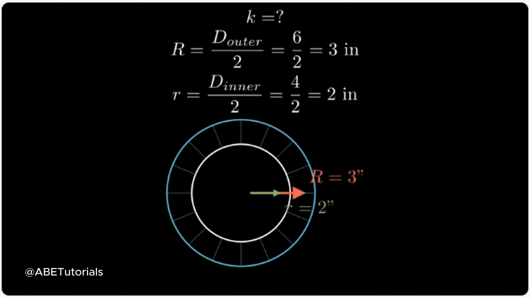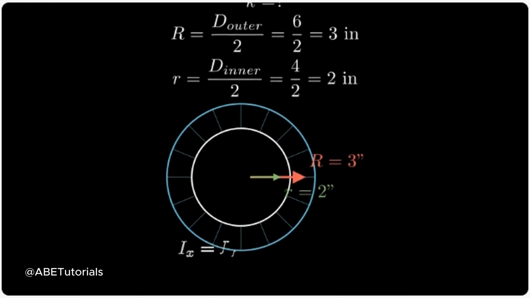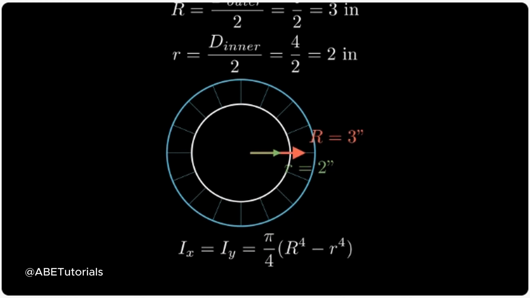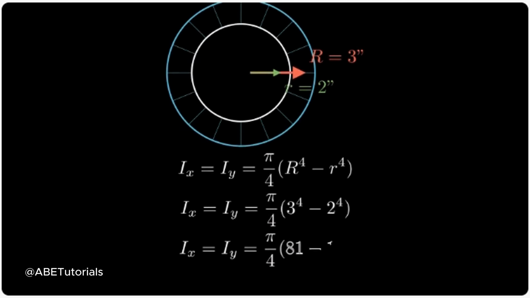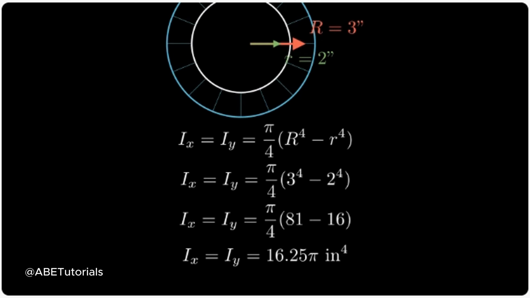The moment of inertia about the x-axis and y-axis for a hollow tube is given by the formula pi over 4 times capital R to the 4th minus little r to the 4th. Substituting the values, we get 3 to the 4th minus 2 to the 4th, which simplifies to 81 minus 16, and further to 16.25 pi inches to the 4th.